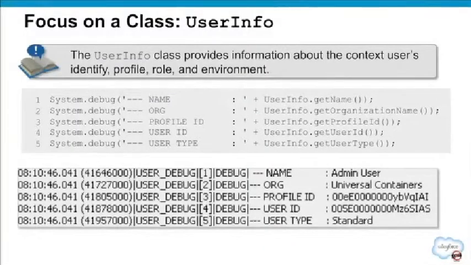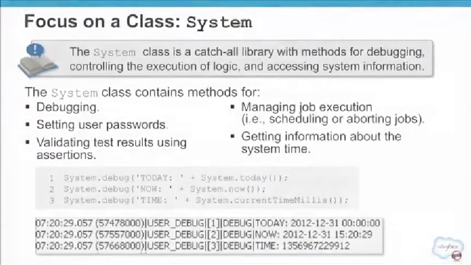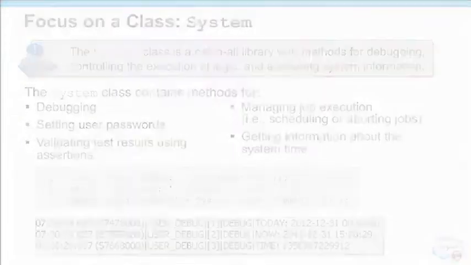There's a class called UserInfo, which gives you information about the currently logged in user. So if you want to find out the currently logged in user's profile ID, their first name, their role, all of that information can be gotten from UserInfo. System is an important one. We can get the current either date stamp or timestamp using that. We also have our System.debug, which is our version of the System.out.println or the Console.WriteLine.